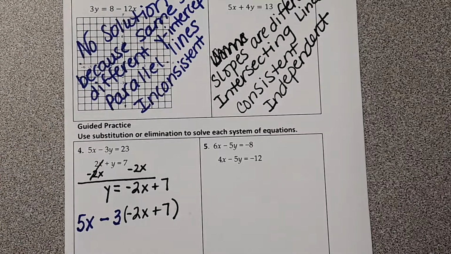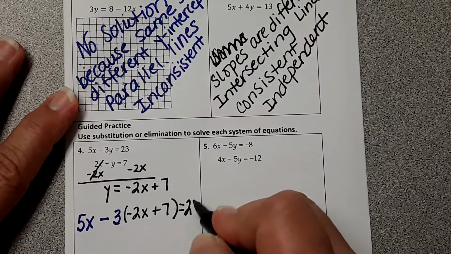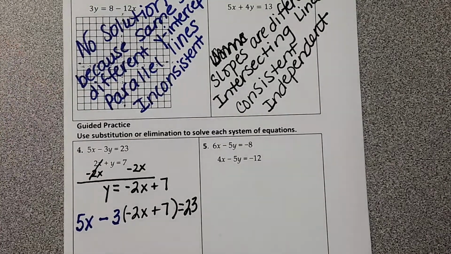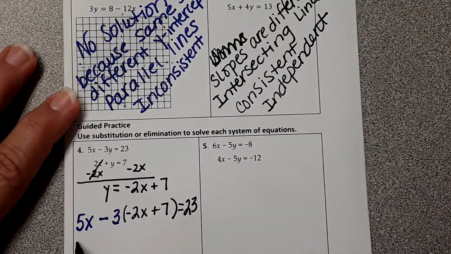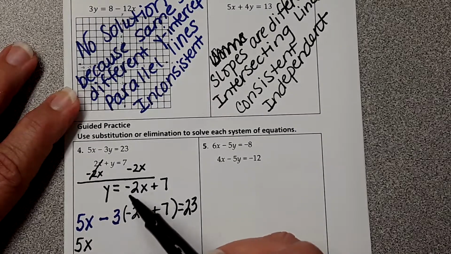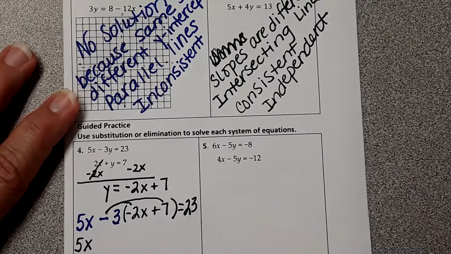It means we're replacing a variable with a number or expression. Usually we use substitution to check a problem or when we evaluate. This is when we're solving, and don't forget it equals 23. Now we're going to solve it for x. 5x. And we're going to distribute the negative 3. So negative 3 times negative 2, negative 3 times 7.